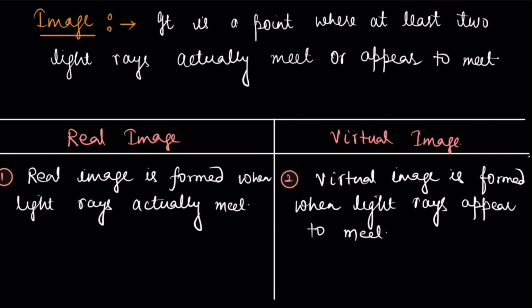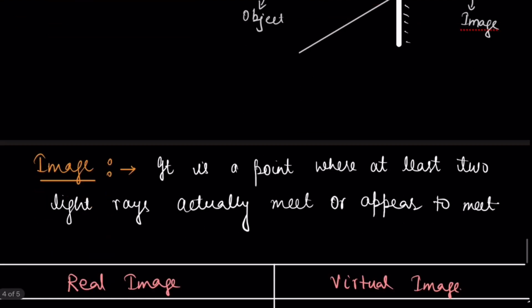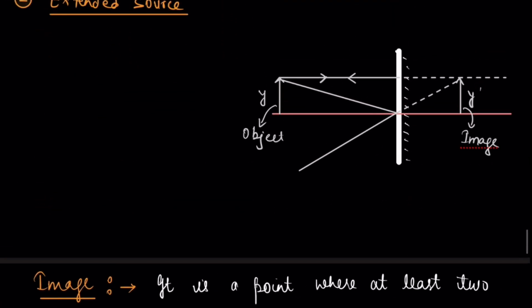Like in the previous example, light rays appear to meet because, as I told you, behind the mirror no ray can pass through it. But we think that it could pass through and meet at a point. So we can say that it is about to meet. It's not exactly meeting, but it looks like it will meet. That's the meaning of virtual image.